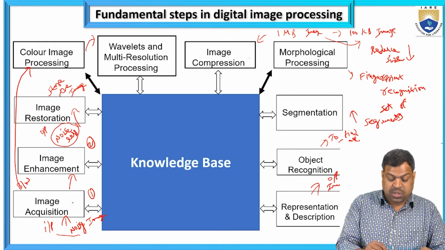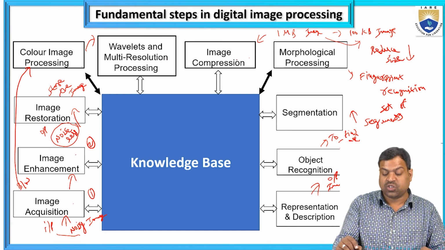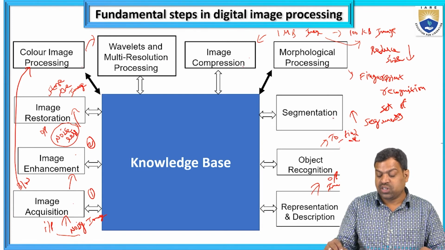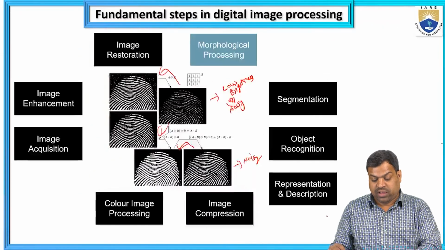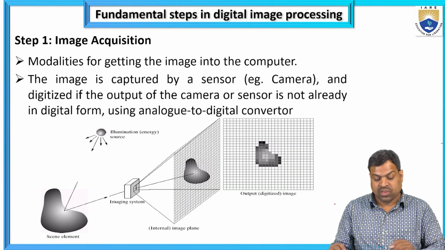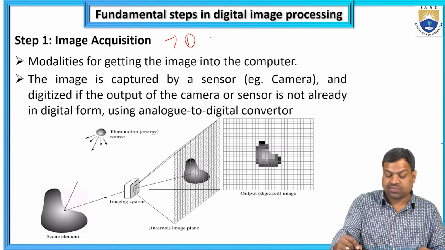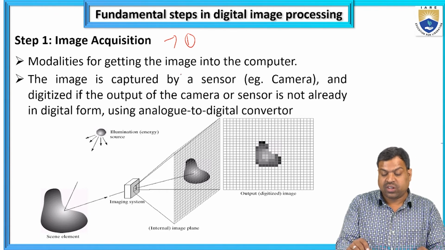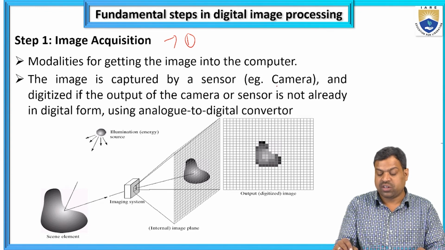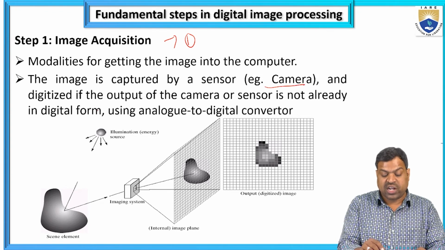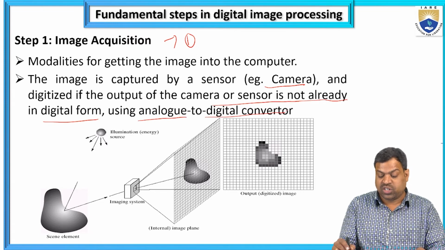So the steps are: image acquisition, image enhancement, image restoration, color image processing, wavelets and multi-resolution processing, image compression, morphological processing, segmentation, object recognition, representation and description. The image acquisition is the first step: modalities for getting the image into the computer. The image is captured by a sensor, for example a camera, and digitized if the output of the camera sensor is not already in digital form, using analog to digital conversion.